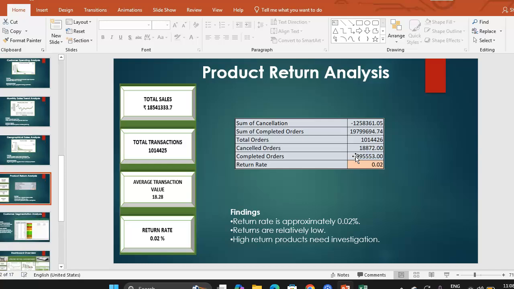Then, product return analysis. Product return directly affect profitability. In this dataset, negative quantity indicate return products. Overall return rate is relatively low. However, some products have higher return rate compared to others. Possible reason includes product quality issues, customer expectations mismatch, incorrect product descriptions. Reducing return rate can improve profitability and customer satisfaction.